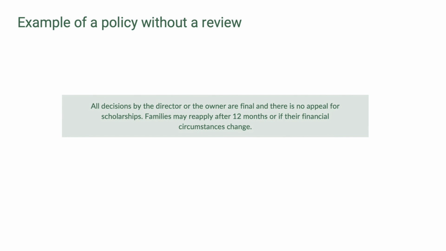And this is an example of a policy without a review. All decisions by the director or the owner are final, and there is no appeal for scholarships. Families may reapply after 12 months or if their financial circumstances change. So you are at will to also have no review process, but you want to document that so that families are aware. While there is no review, there is still a process for families to reapply or resubmit if their financial circumstances change, which is fair.